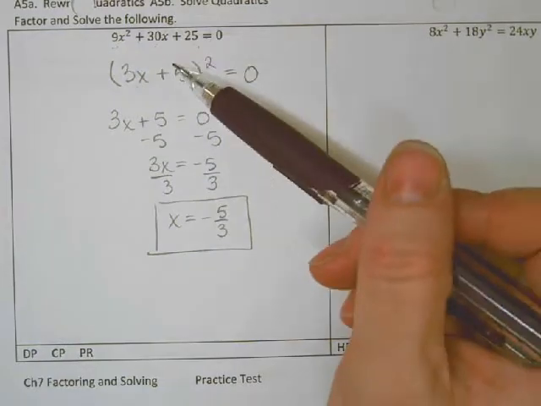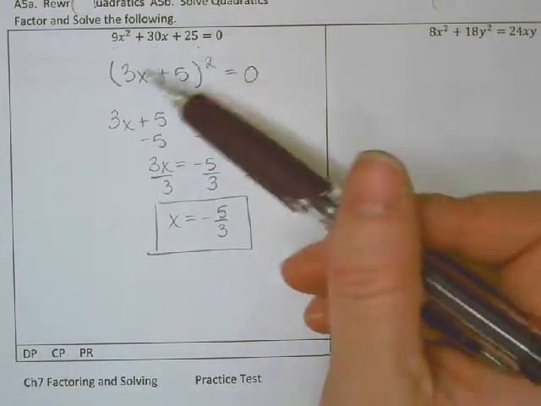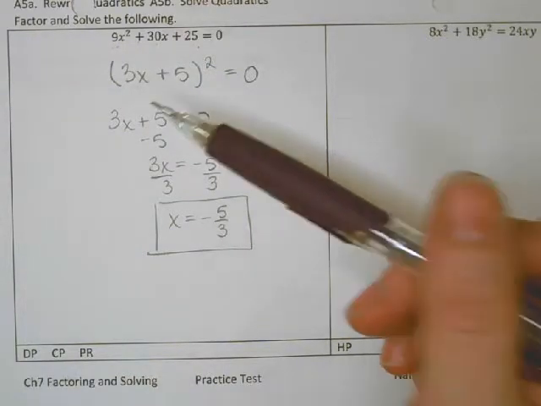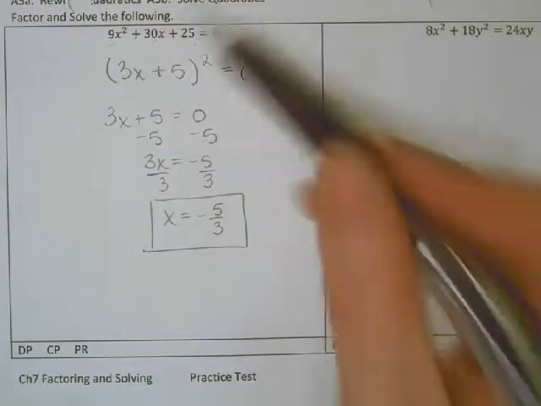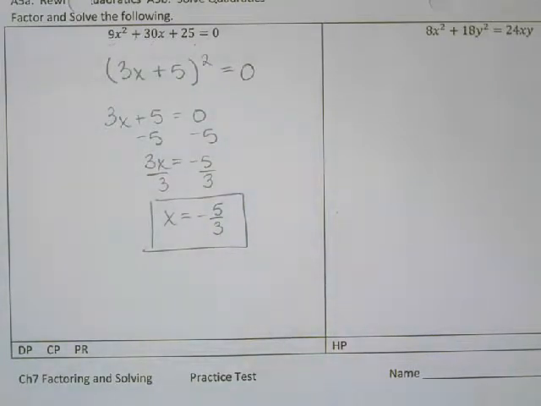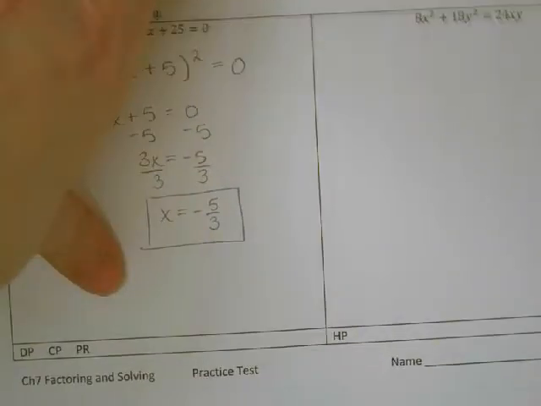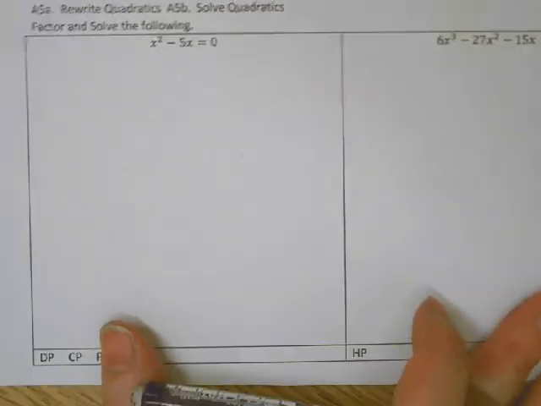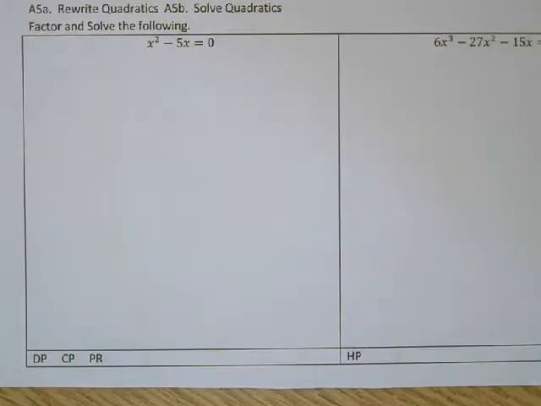It's a good idea when you do a perfect square trinomial to check and make sure that it actually does work. Do 3x plus 5 times 3x plus 5 and make sure that your middle term ends up being 30x. That's very important. So that is a perfect square trinomial. On the second to the last part, start back at your original question. Does it equal 0? Yes, it does. Is it factored? No, it's not.